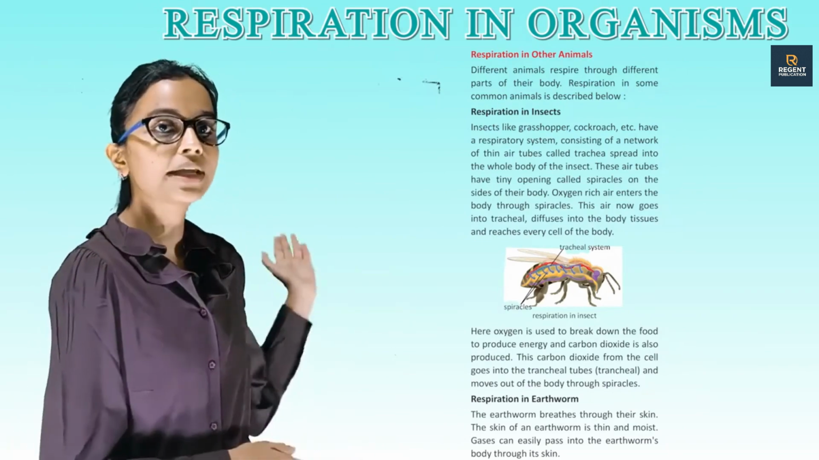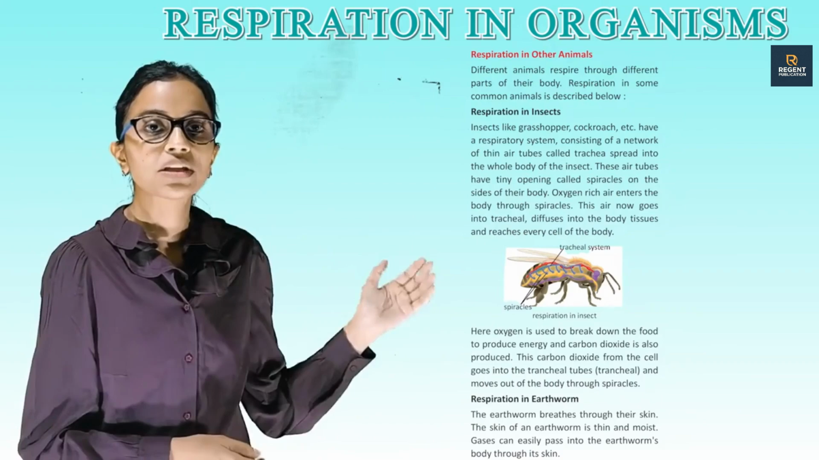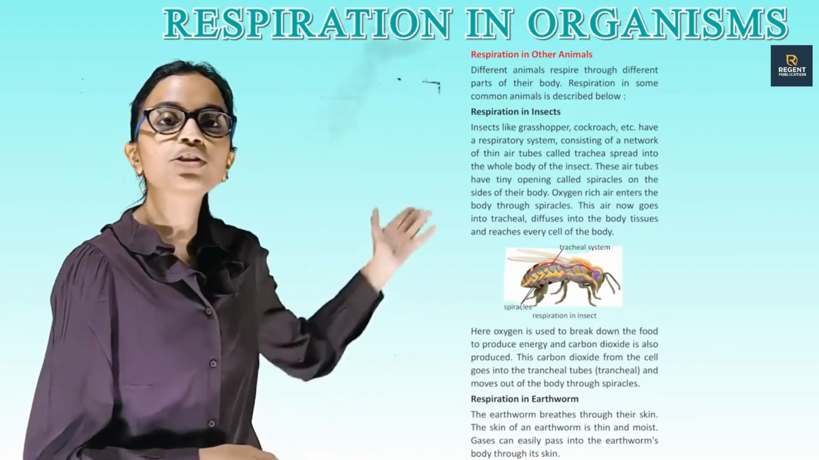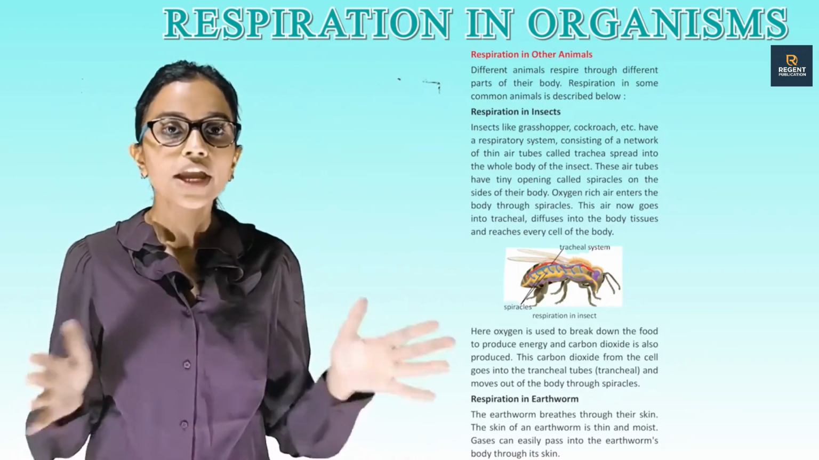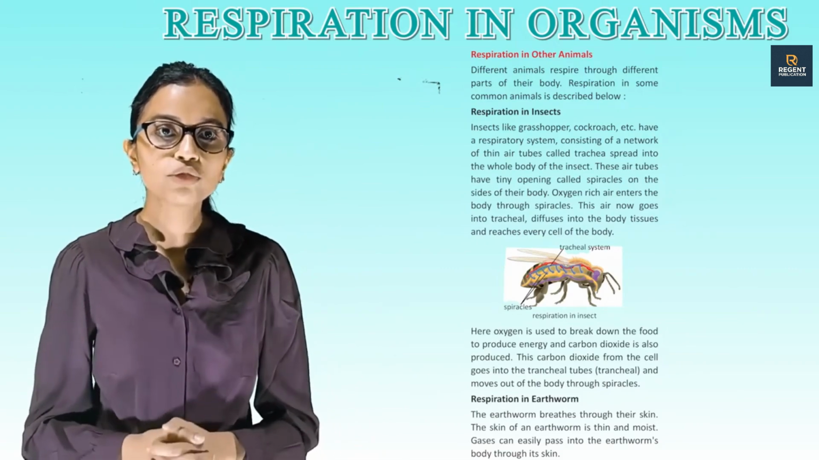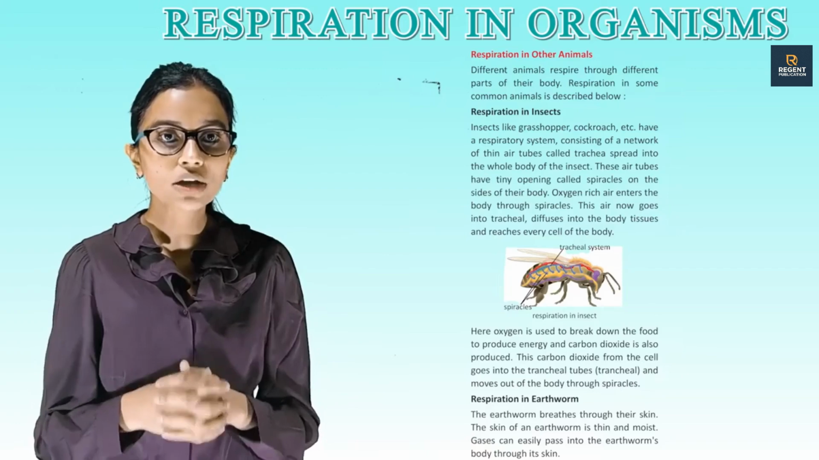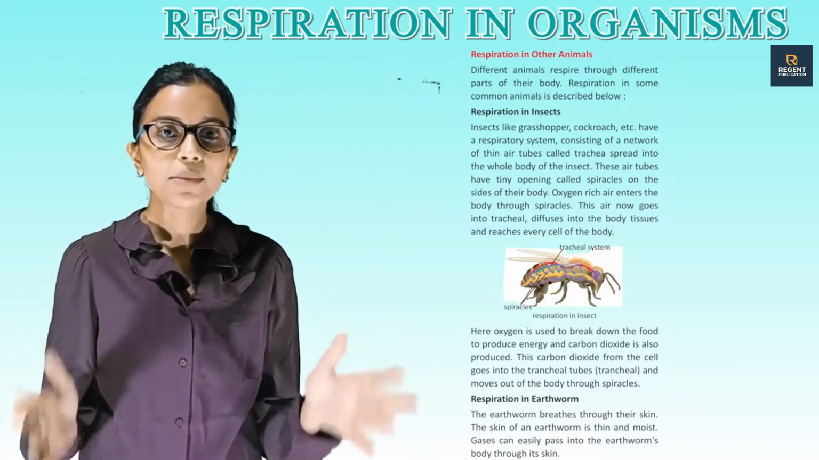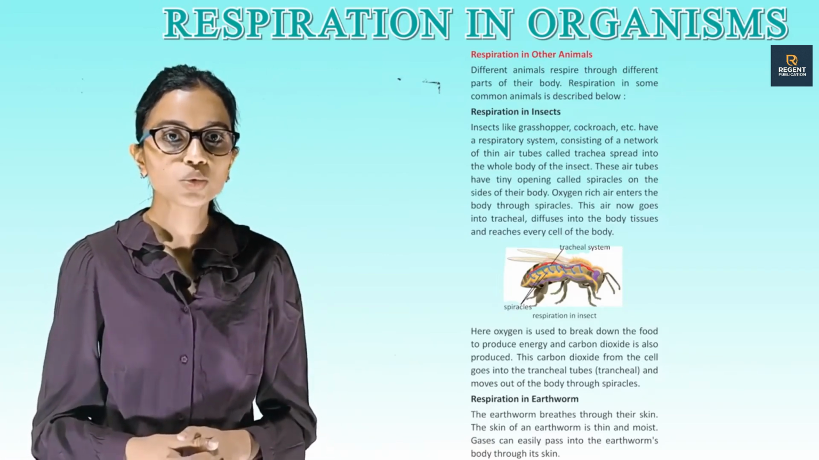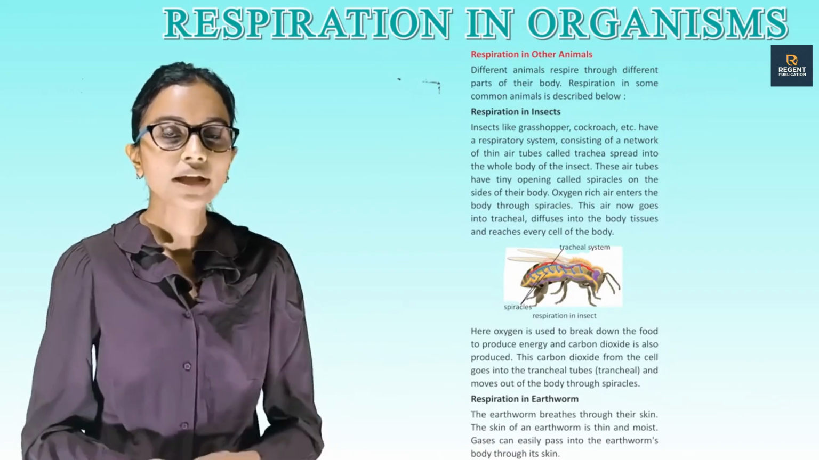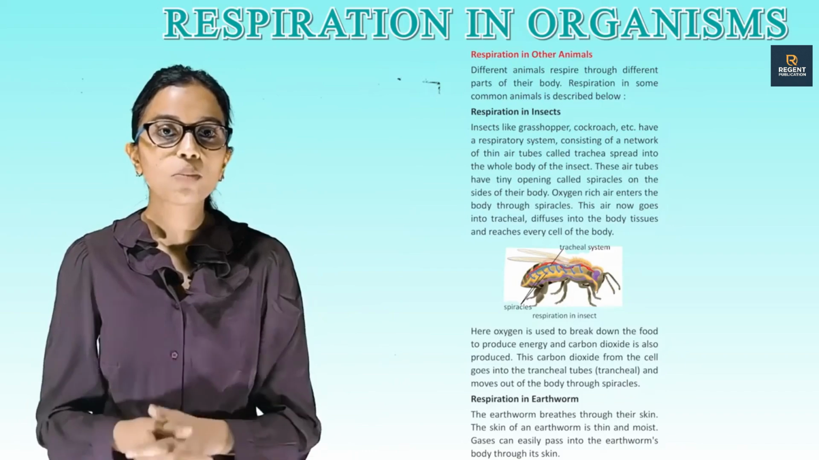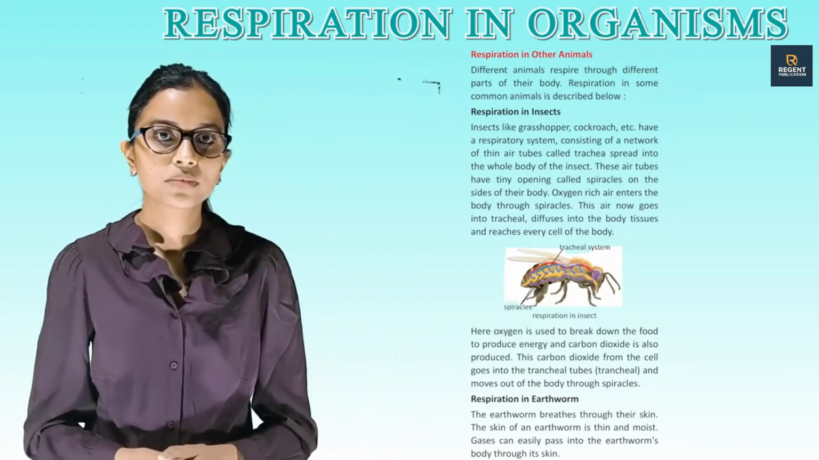So this is the diagram of the insect. It's showing respiration in insect. Here, oxygen is used to break down the food to produce energy and carbon dioxide is also produced. This carbon dioxide from the cell goes into the tracheal tubes, and moves out of the body through spiracles.